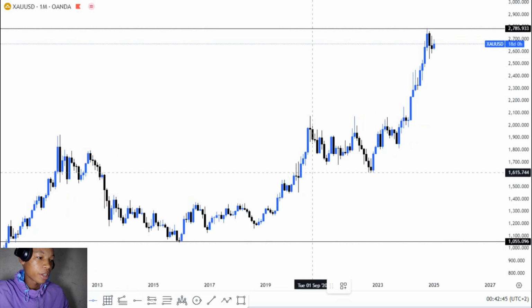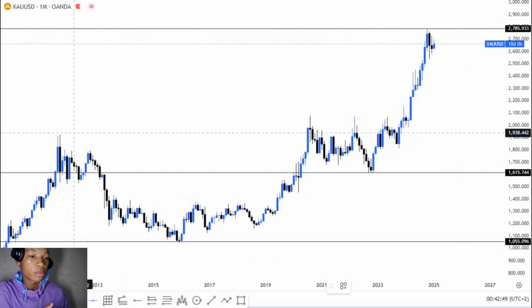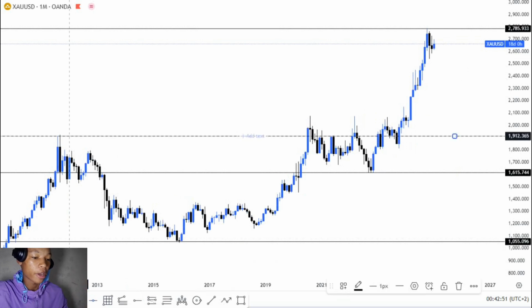Okay, then after that, you're just going to be identifying your zones, which are just your reversal points. I'm just going to be mainly focused on the current market, guys. I'm not going to be identifying all the zones.